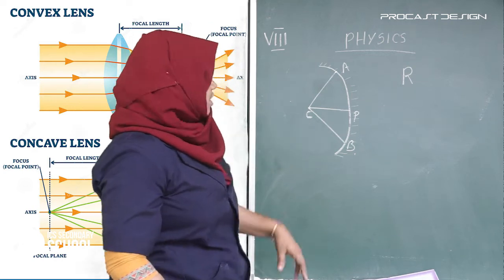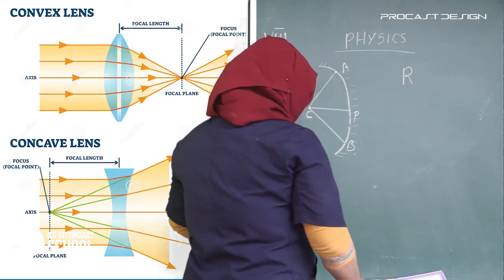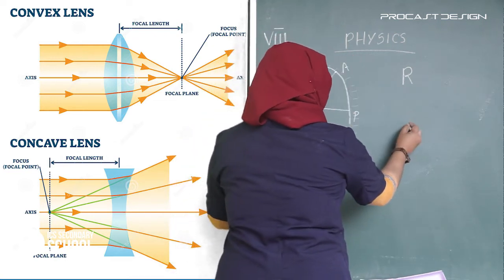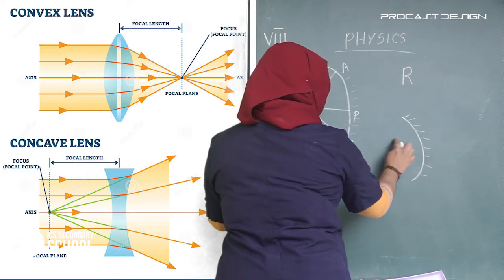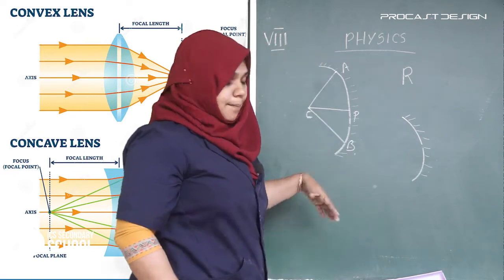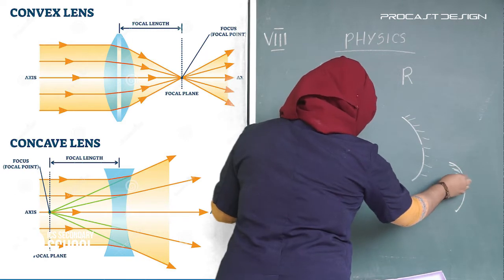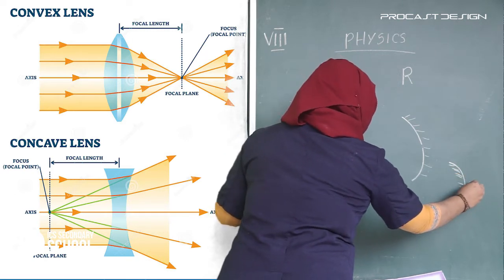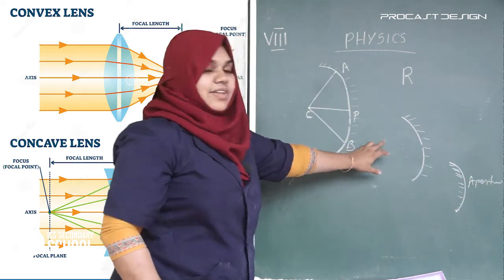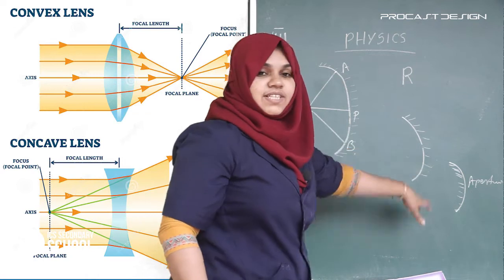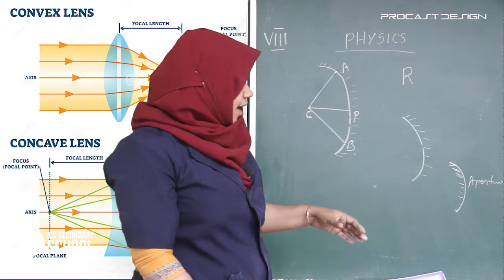Next, aperture. Aperture means the reflecting surface of the mirror. In a concave mirror, this is the aperture. In a convex mirror, where is the aperture? This is the aperture. So the reflecting surface is the aperture of the mirror.